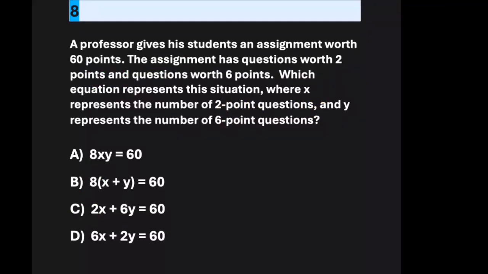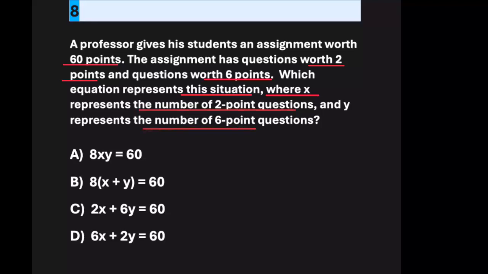Question number 8. We have a professor here giving his students an assignment with 60 points. The assignment has 2 types of questions. One type of question has a 2 point value for each question, and the second type of question has 6 points for each question. Which equation represents this situation, where x represents the number of 2 point questions and y represents the number of 6 point questions?